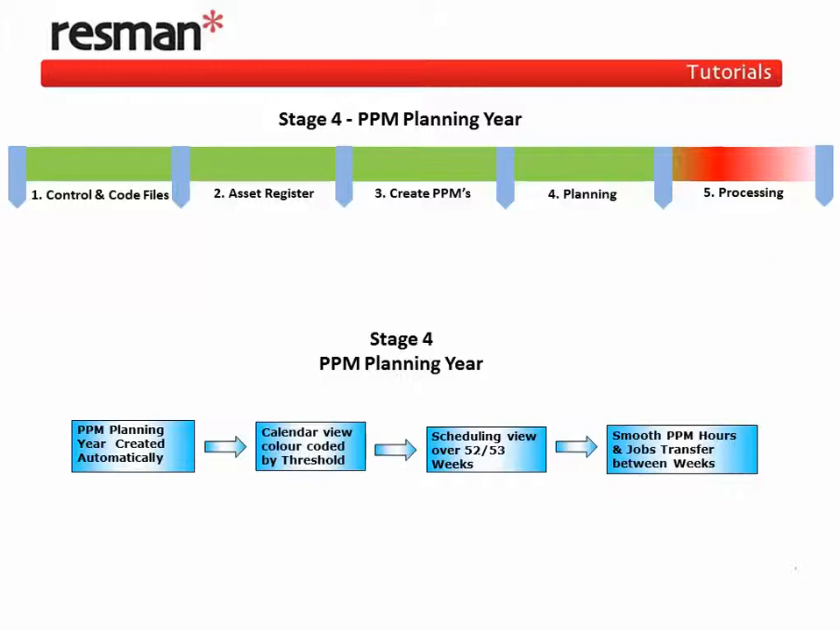This flowchart shows the planning year process being created automatically, and then we can view the planning year through a calendar view, a scheduling view, and a full PPM's worth of jobs in list form. We can then smooth the plan by transferring jobs between weeks.